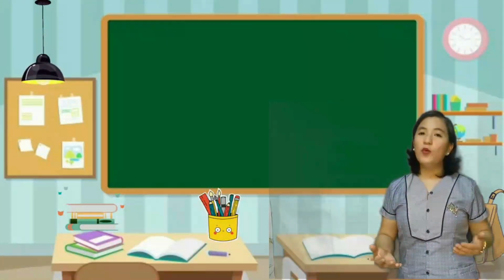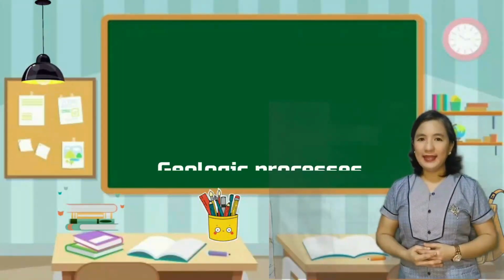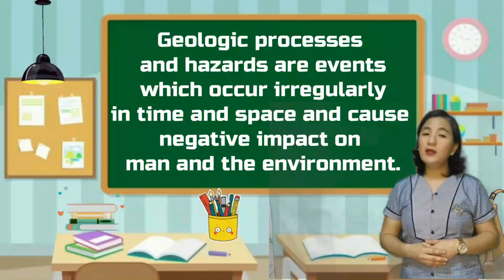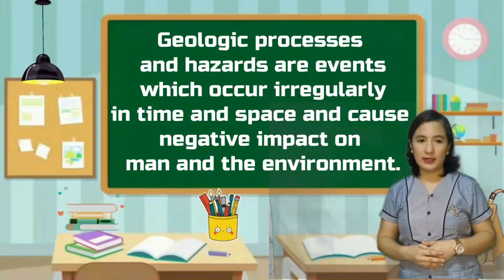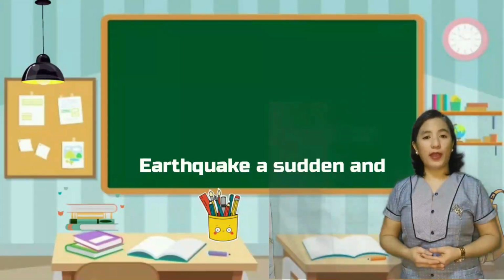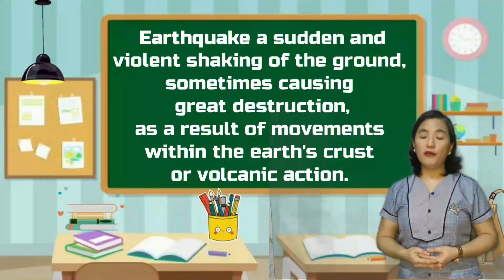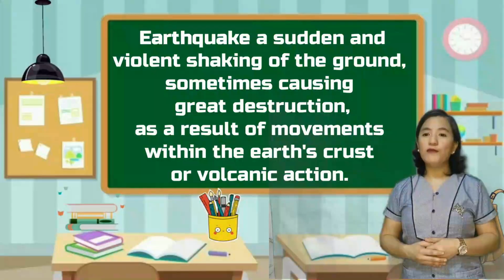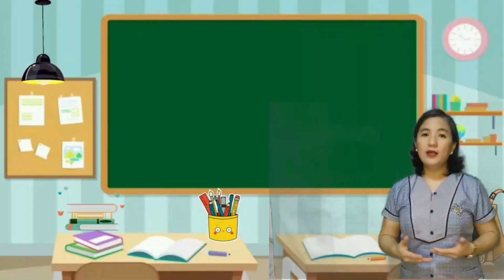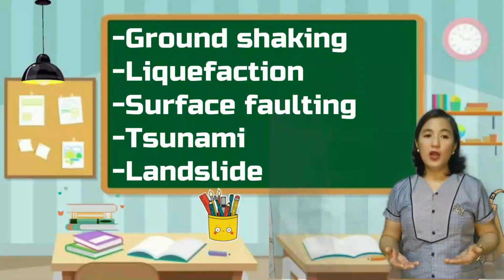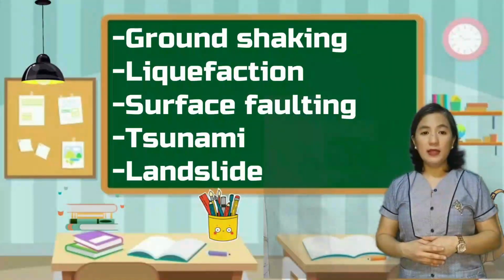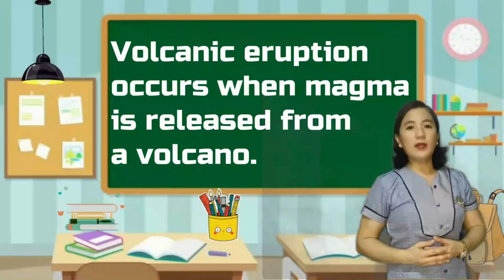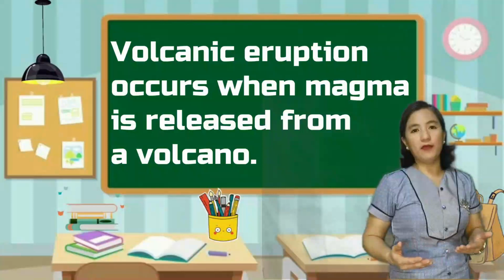Now let us have a recap of what you have just learned. Again, geologic processes and hazards are events which occur irregularly in time and space and cause negative impacts on man and the environment. And this may be through earthquake. Earthquake is sudden and violent shaking of the ground, sometimes causing great destruction as a result of movements within the Earth's crust or volcanic action. These are ground shaking, liquefaction, surface faulting, tsunami, and landslide. Volcanic eruption. A volcanic eruption occurs when magma is released from a volcano.